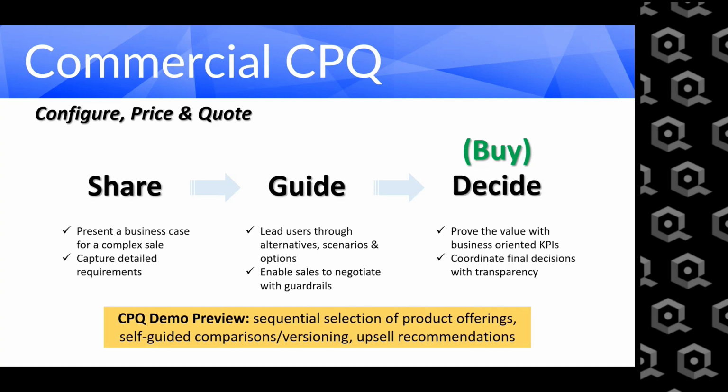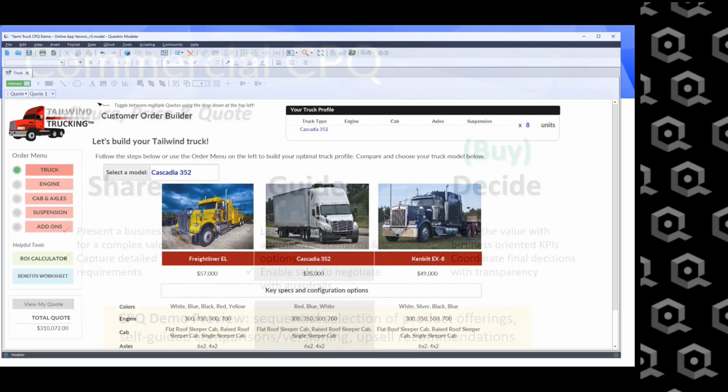So we're going to switch over to Quantrix here in a second, and I want to show you a demo model that we put together for this kind of use case. I'm going to call out a couple different features in it, such as the sequential selection of choosing products, guiding through how you can compare different products, create different versions of a complex proposal, and also how you could utilize Quantrix to maybe even recommend upsells to an end user or a customer. So I'll go ahead and flip my screen here, and we will switch into Quantrix.